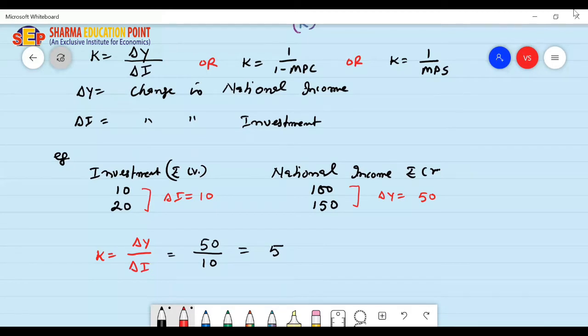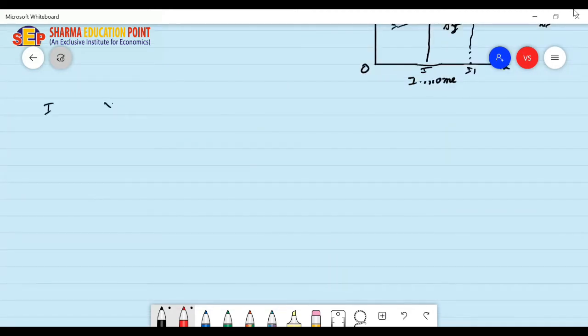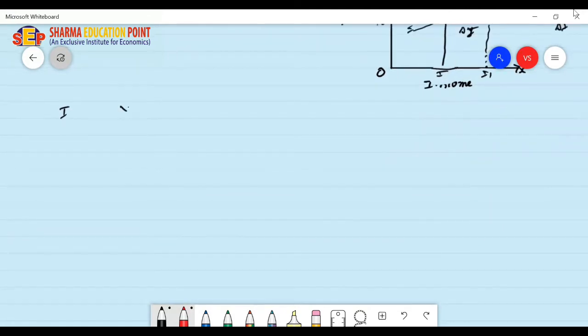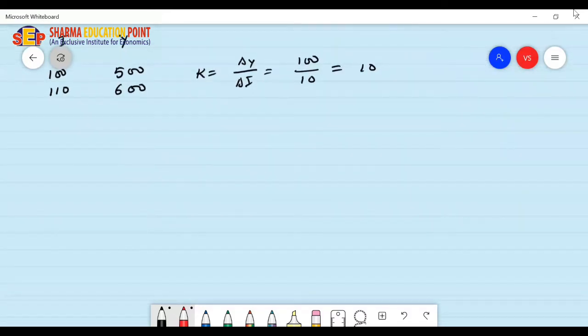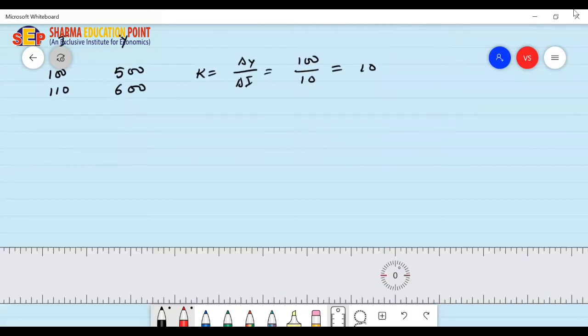Now I will explain this concept. Suppose I take another example. Suppose your investment was 100 and your income was 500. Now investment increased to 110 and income increased to, let's say, 600. So what will be the K? Delta Y upon delta I. Delta I is 10, delta Y is 100. So it is 10.